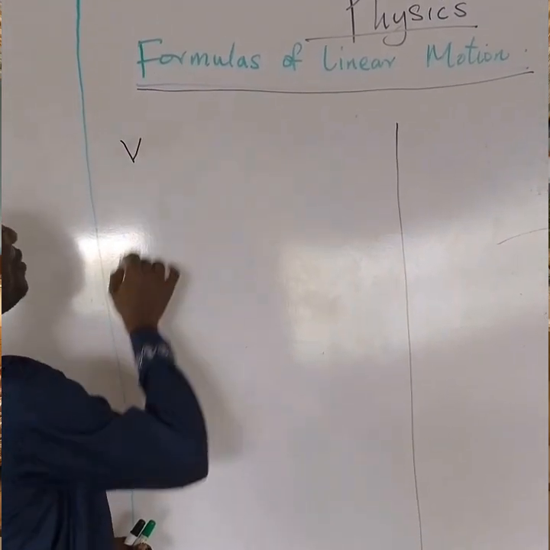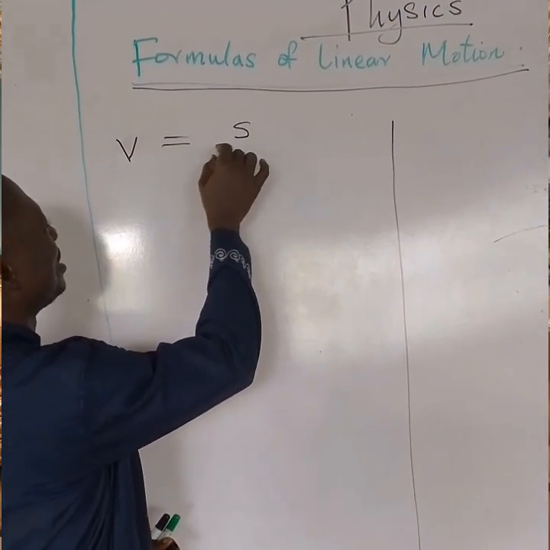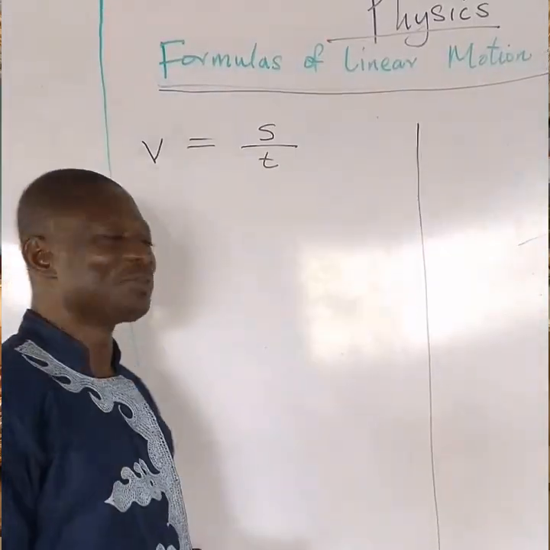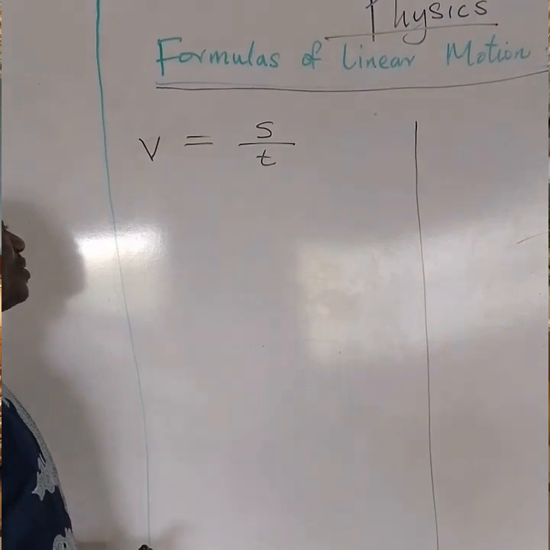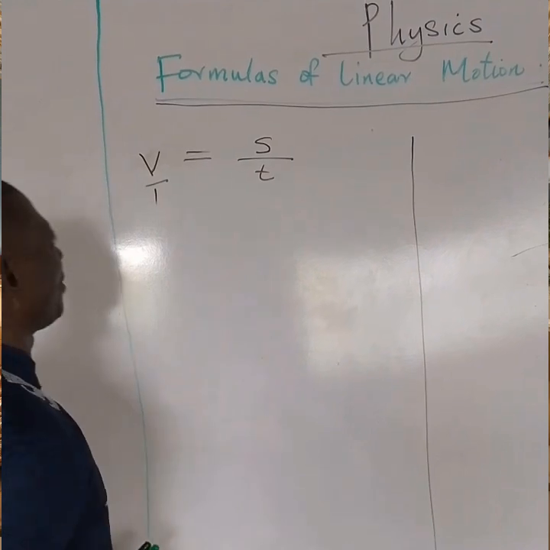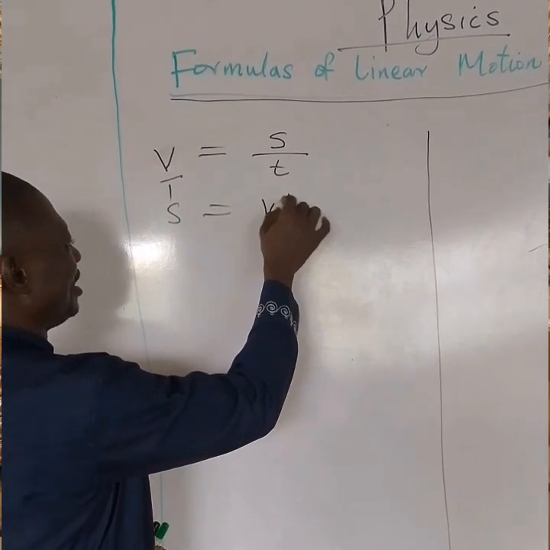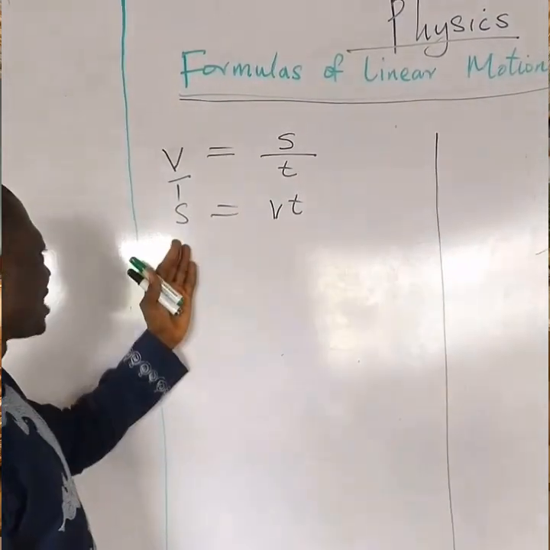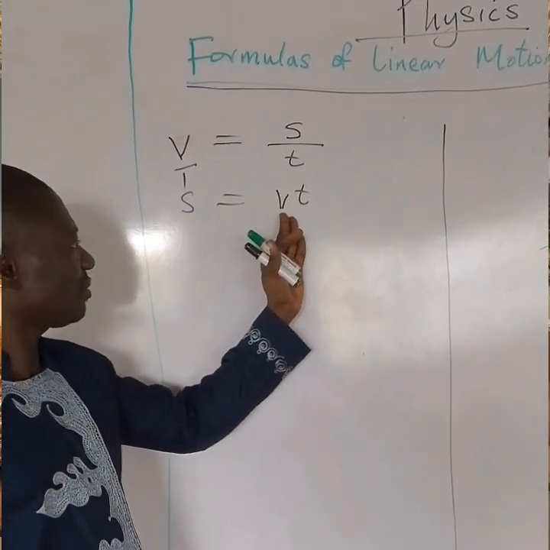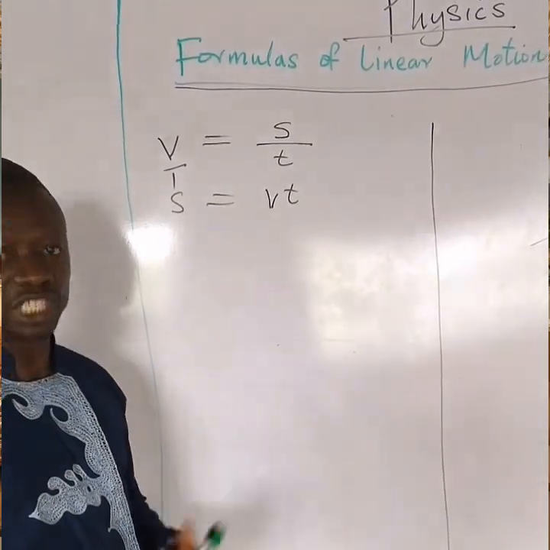Do you remember that average speed or average velocity v is equal to displacement or distance over time? I hope you remember this. And so, if we cross multiply, we are going to have that S is equal to Vt. Where S is distance or displacement in meters, V is speed or velocity, and time is what T represents.